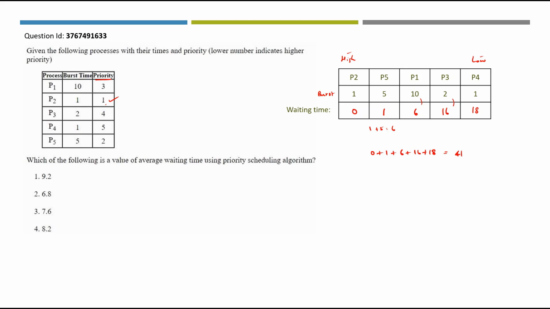How many processes are there? Overall 5 processes are there. So 41 divided by 5. This will give you the average waiting time. 41 divided by 5 will give you 8, 5 8s are 40, .2. 8.2 will be the right answer. It is available in option number 4. Option number 4 will be the right answer.